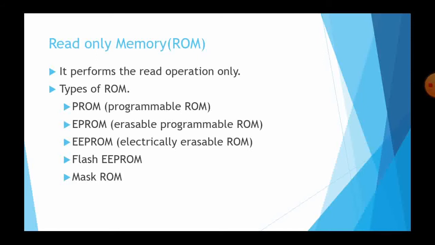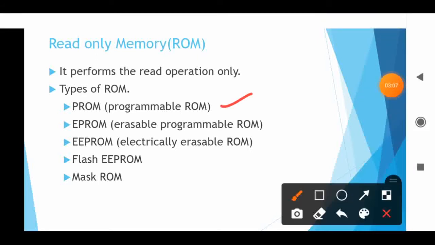Okay. What are the types of ROM? The first is PROM, that means programmable ROM. It is user-programmable memory, and the information is burned in using special equipment called a ROM burner. It is also called OTP, that is one-time programmable.